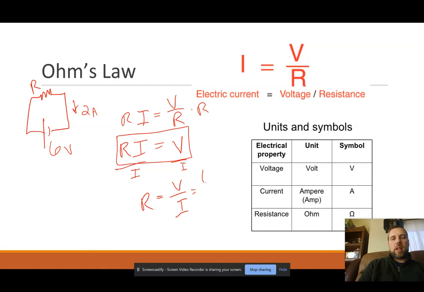Okay. I got 6 volts over 2 amps. That gives me a resistance of 3 ohms. There we go.